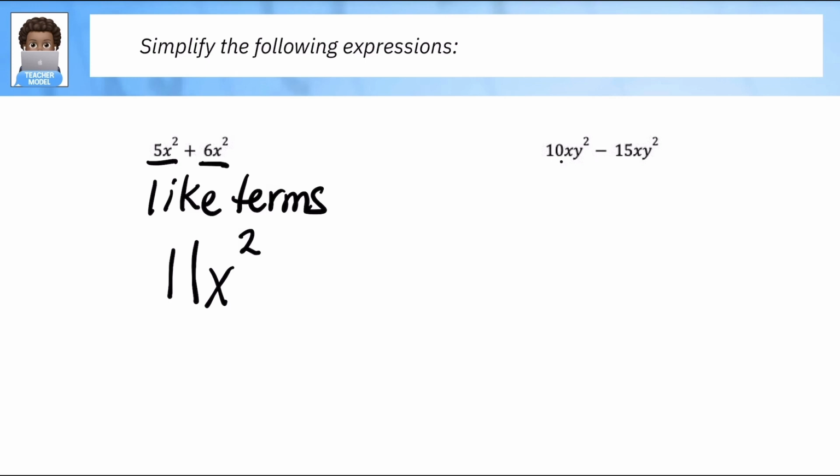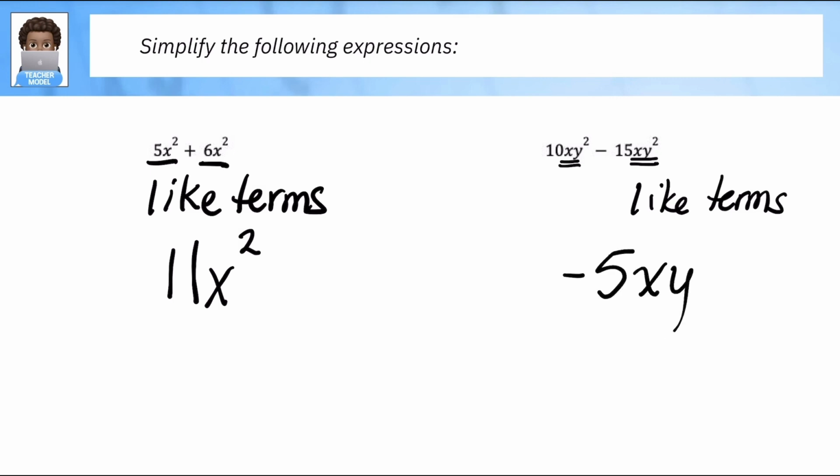In the second one, I'm looking again, and they're both xy to the second power, so these are like terms, so I can add or subtract those coefficients. 10 minus 15 would be negative 5xy to the second power. All right, so hit pause and jot this down into your notes.